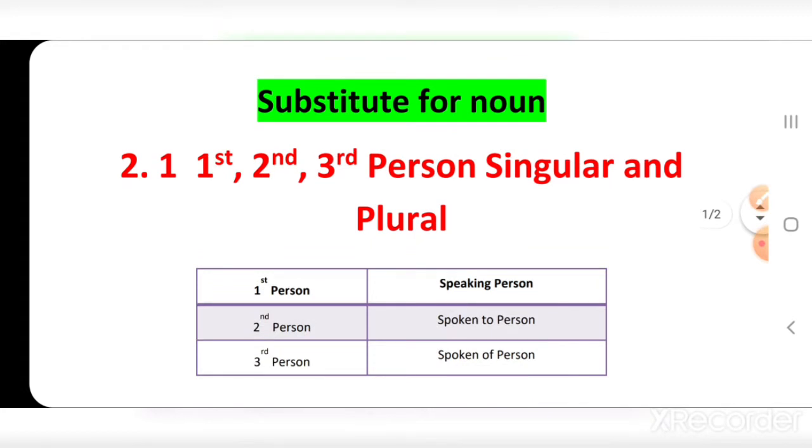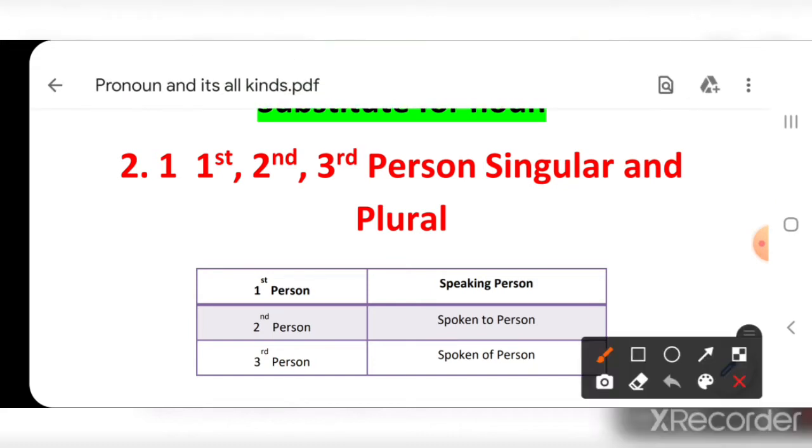When we think of pronoun, these things are very important. First, second and third person, singular and plural. What is this? The first person is the speaking person. For example, I am speaking with you, so I am the first person. I'm speaking to you, so you is the second person. That means the spoken-to person is the second person. And if we both are talking about a third person or any other thing, then that is the third person.